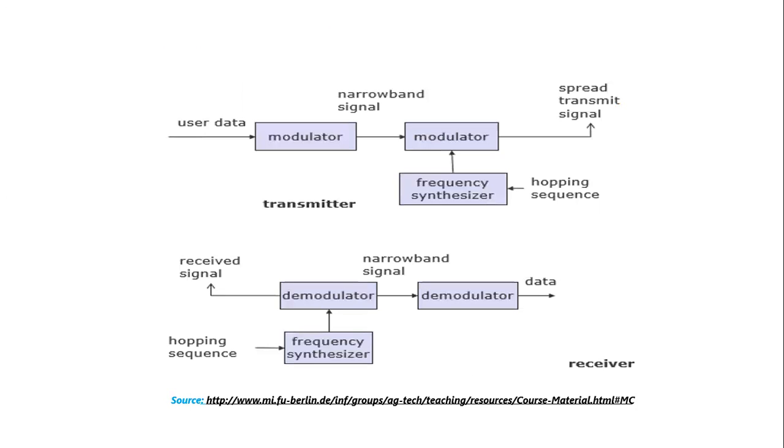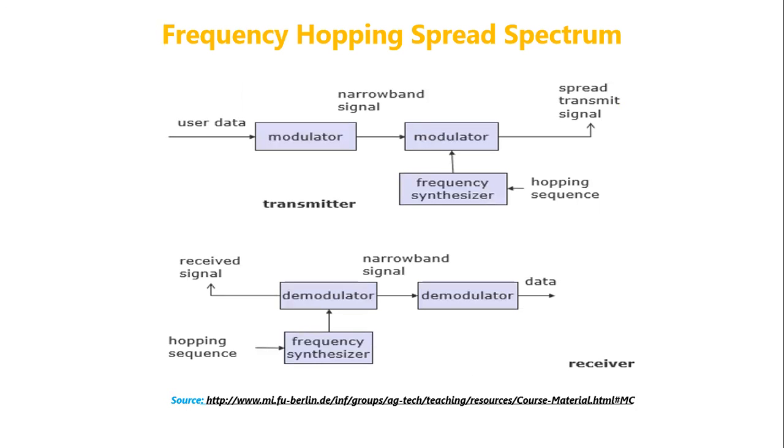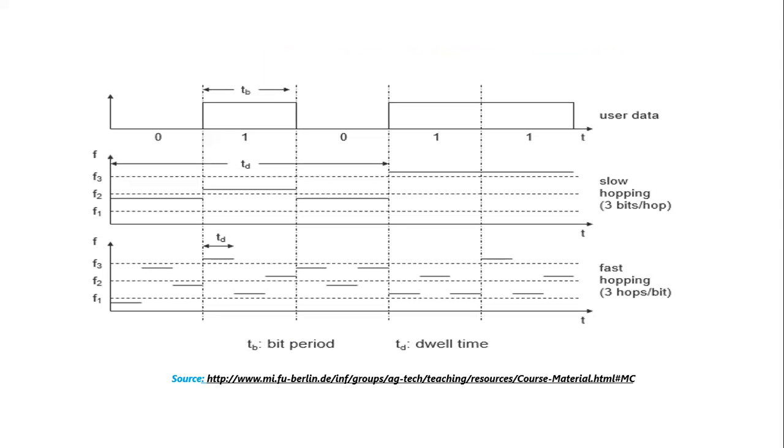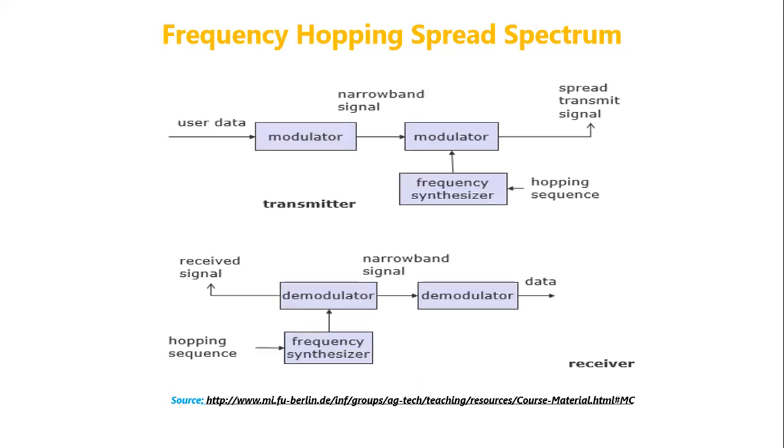And then we discussed how these signals can be modulated and sent, and how they can be demodulated. So that's it about spread spectrum.